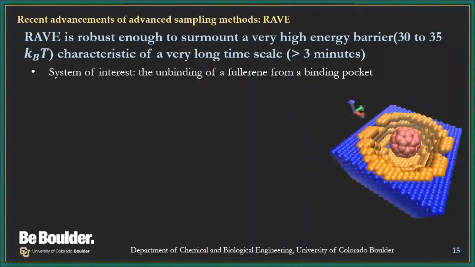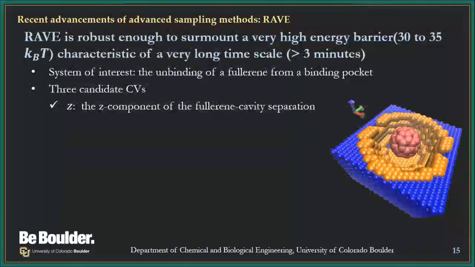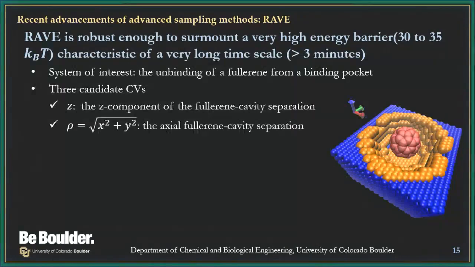This system is known for its very high energy barrier of unbinding, about 30 to 35 kBT, which corresponds to a timescale of more than 3 minutes and requires an unbiased MD simulation of more than 1 million years, even with the best available supercomputing resources. And in this problem, 3 candidate CVs were identified. The first one is the vertical distance between the fluorine and the cavity, the second one is the axial fluorine-cavity separation, and the third one is the number of water molecules in the cavity.